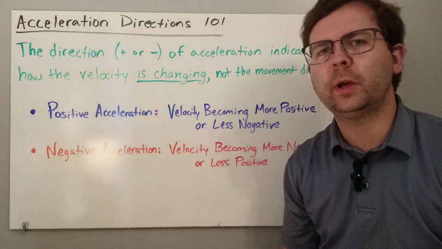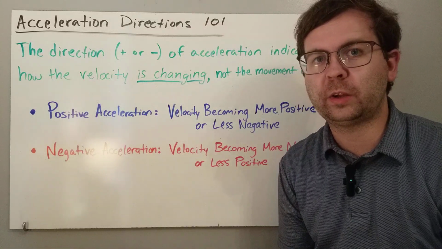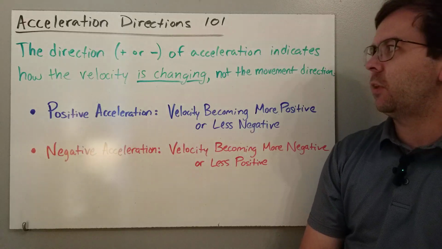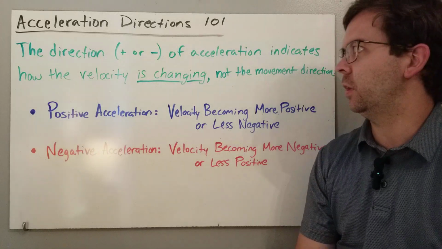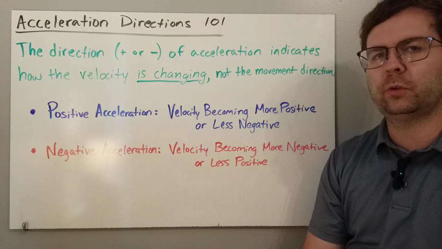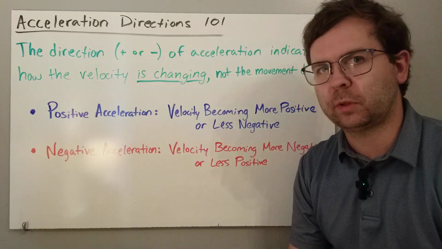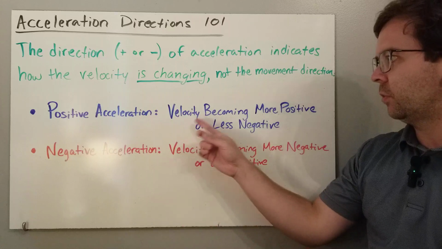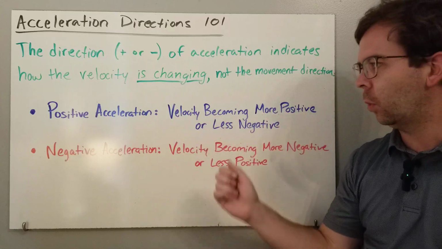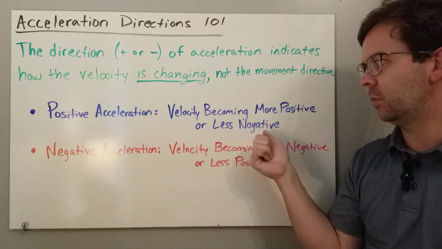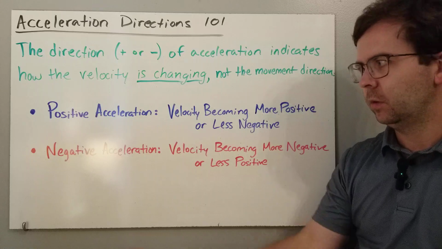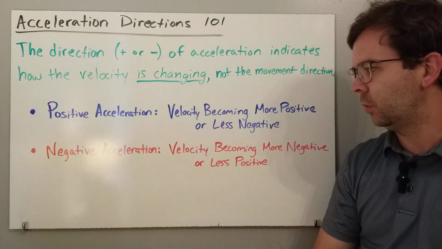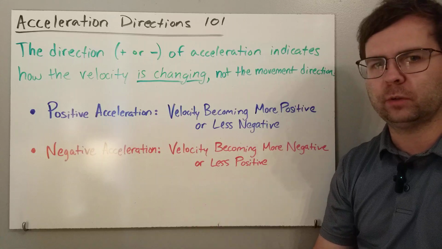Hi, this video is all about acceleration directions. The direction of acceleration indicates how the velocity is changing, not the movement direction. It's an easy thing to mix up. Positive acceleration means the velocity is becoming more positive or the velocity is becoming less negative. Negative acceleration is when velocity is becoming more negative or less positive.